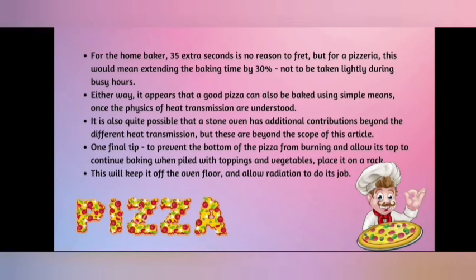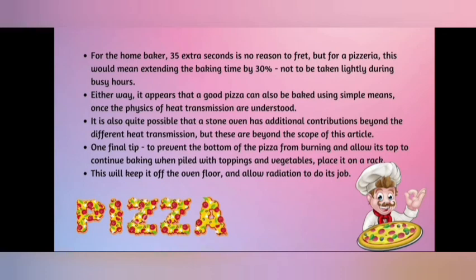Either way, it appears that a good pizza can also be baked using simple means once the physics of heat transmission is understood. It is also quite possible that a stone oven has additional contributions beyond the different heat transmission, but these are beyond the scope of this article. One final tip: to prevent the bottom of the pizza from burning and allow its top to continue baking while filled with toppings and vegetables, place it on a rack. This will keep it off the oven floor and allow the radiation to do its job.